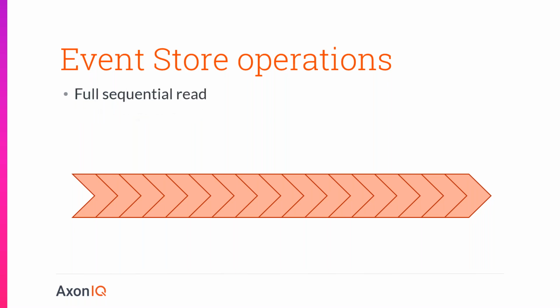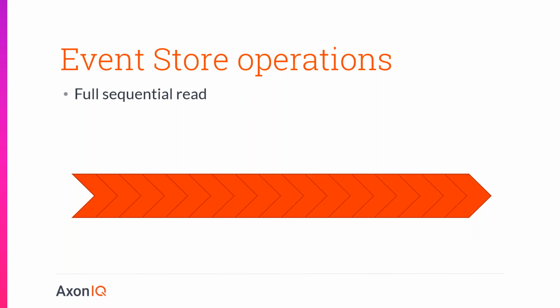Now another one is a full sequential read. So once all these events are added, there's probably other components that are consuming these events, and they want to be able to track whatever is being processed. So they do a full sequential read of all the events that occurred in the past.